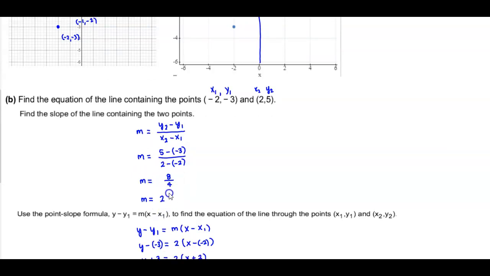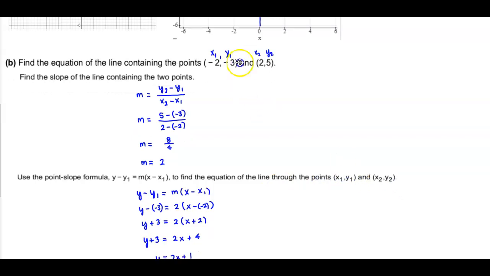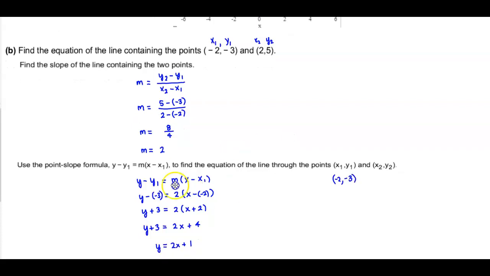Okay, now that we've found our slope, now we need to use the point slope formula. y minus y1 equals m times x minus x1 to find the equation of the line through the points x1, y1, and x2, y2. Now we can use either one of these ordered pairs, but what we can do is use x1 to be negative 2, and y1 to be negative 3.